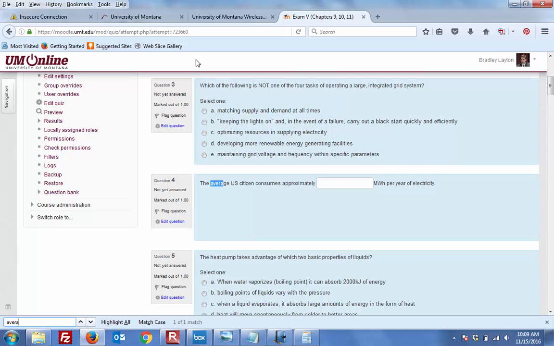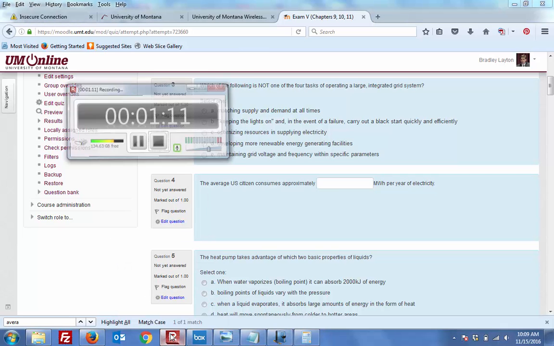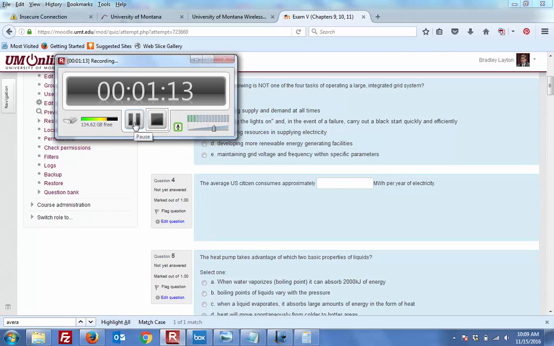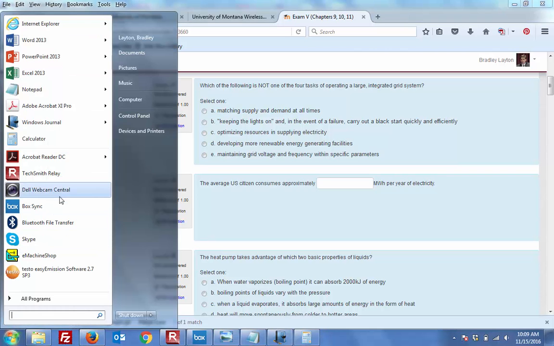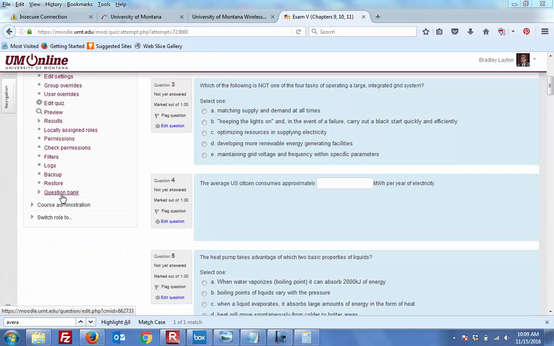Average U.S. citizen consumes approximately blank megawatt hours per year. I'm going to look it up in the book. I could take a crack at it, but let's just see. I'm sure the book has a specific figure that might be 5% off of what the internet gives you. The reason why I probably got it wrong is because I took the current population versus the 2013 per capita.